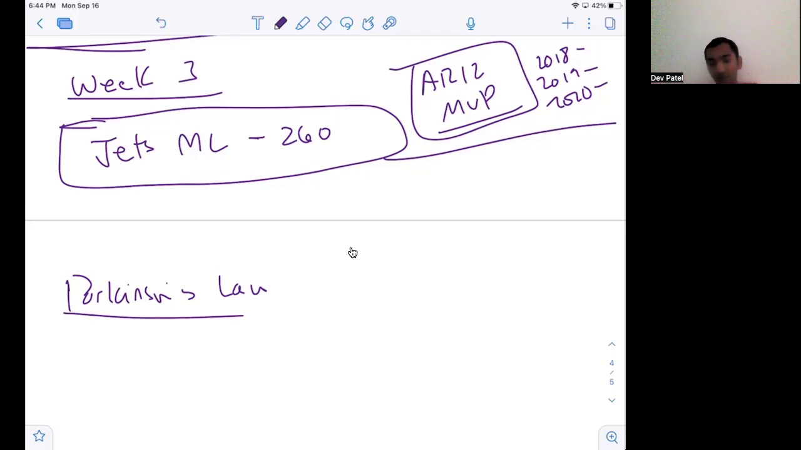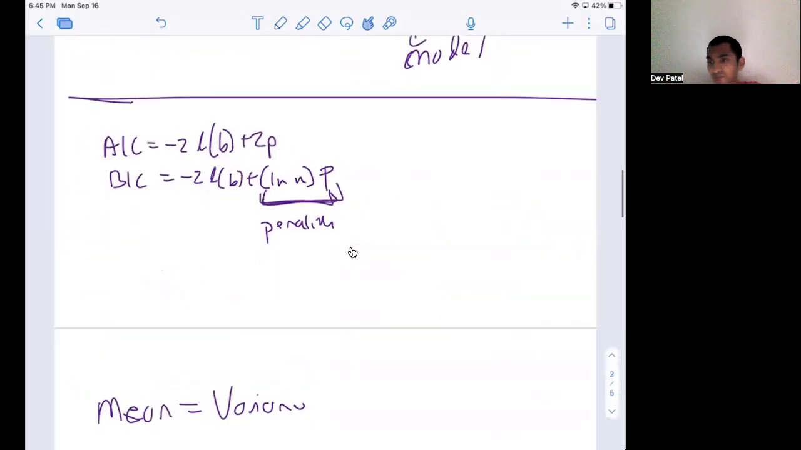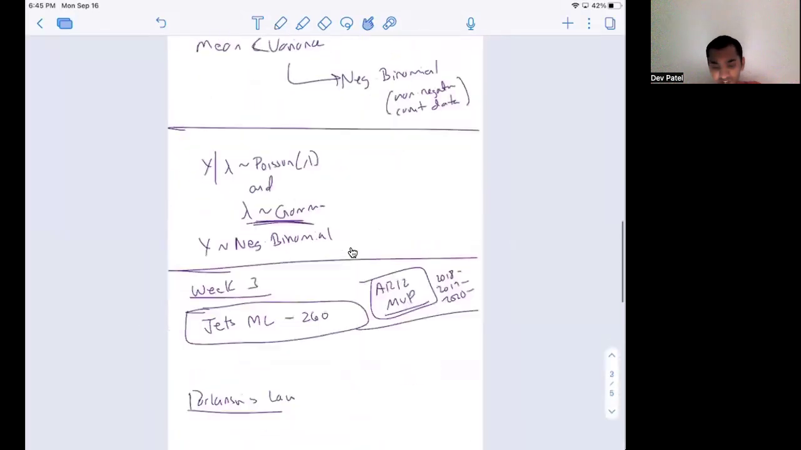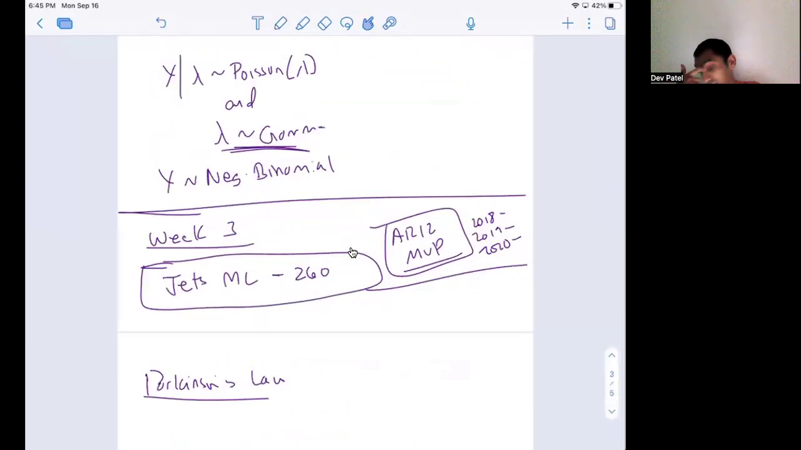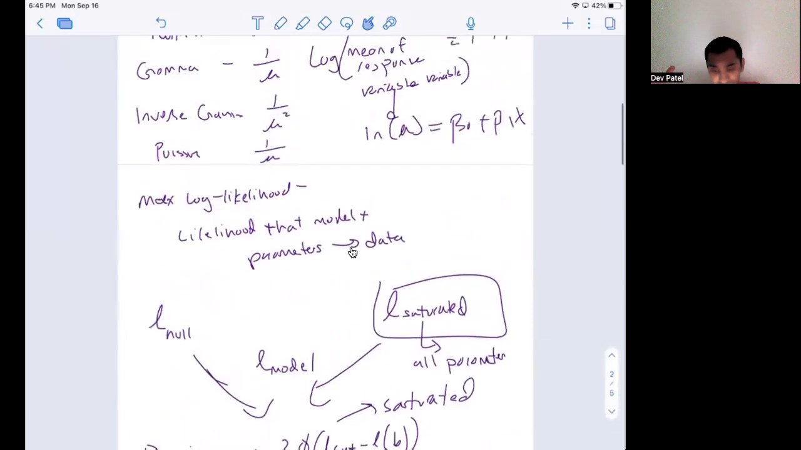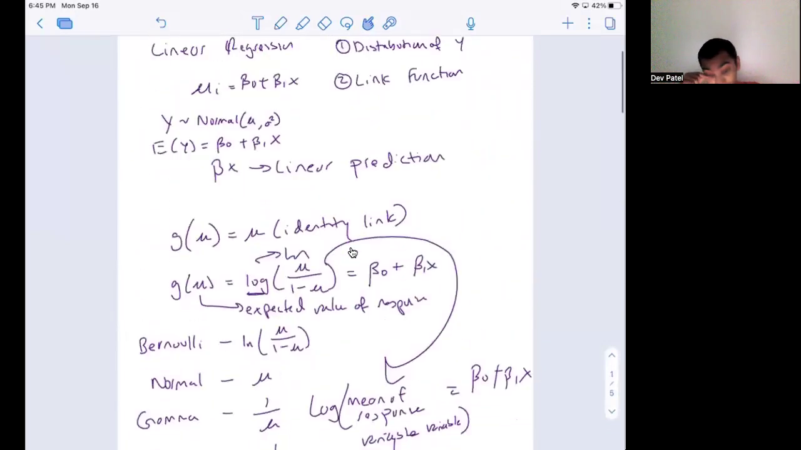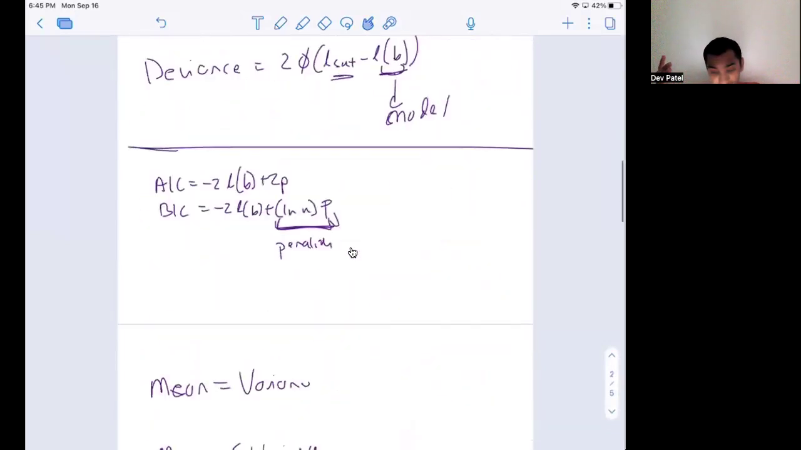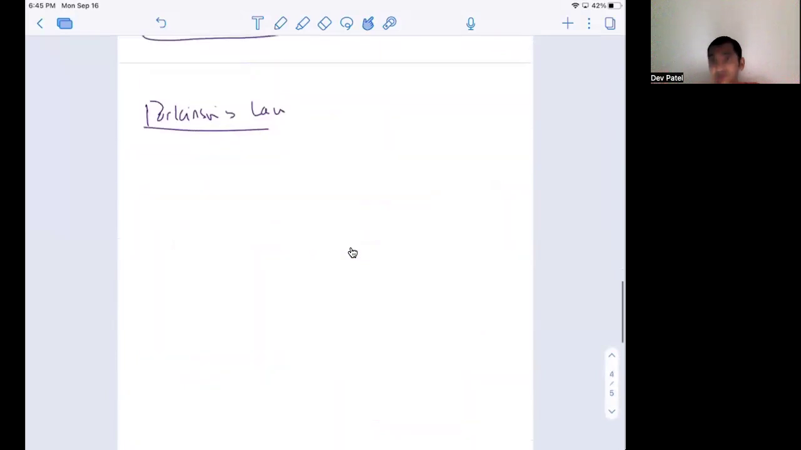So those are a couple of things I wanted to go over today. We went over generalized linear models. We went over NFL predictions, Jets money line week three, obviously, and then we went over deviance, maximum log likelihood, the crux of generalized linear models, and Parkinson's law. So that's it for today, and I'll see you in the next video.